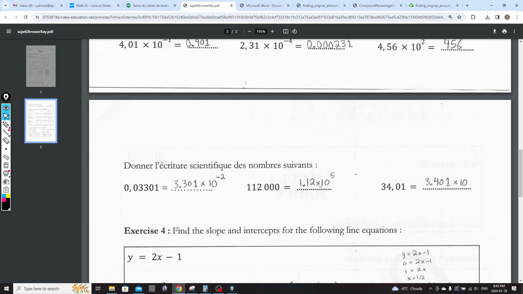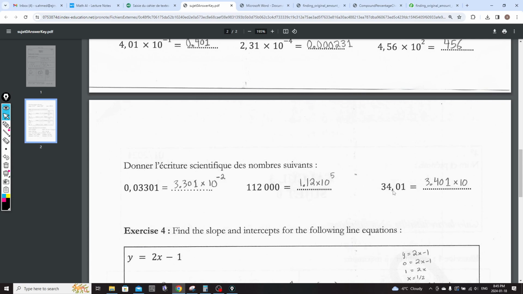So moving on to the next question here, you've got 112,000, right? So you're trying to make it so that this comma right here ends up being between the 1.12. So then you have to ask yourself, okay, how many times do I need to shift it over? Well, you need to shift it over once, twice, 3 times, 4 times, 5 times. So you end up getting 1.12 times 10 to the 5, okay?